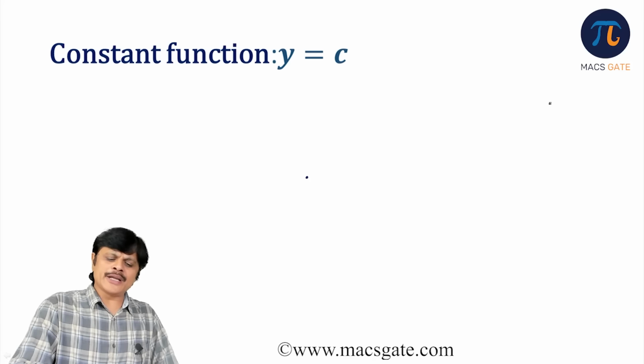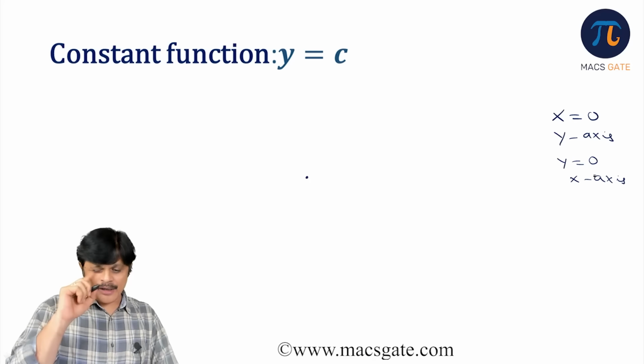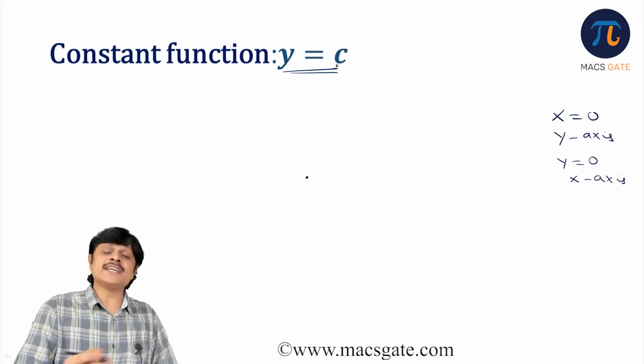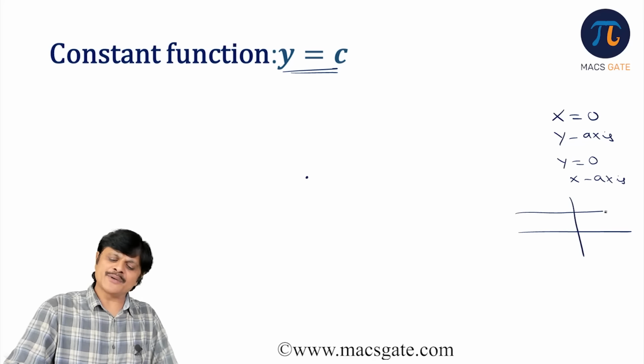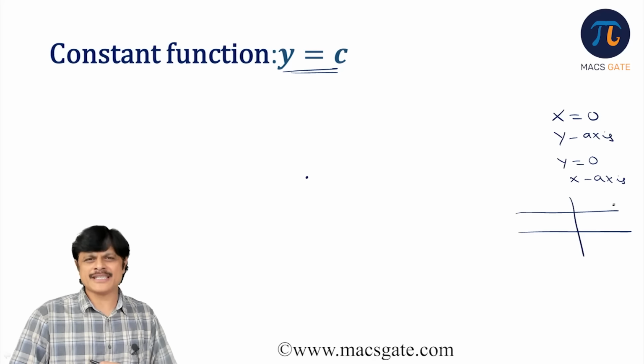We all know that x is equal to 0 means the y axis, and similarly y is equal to 0 means the x axis. Now y is equal to c means it is parallel to the x axis. That is the graph of the constant function y is equal to c.